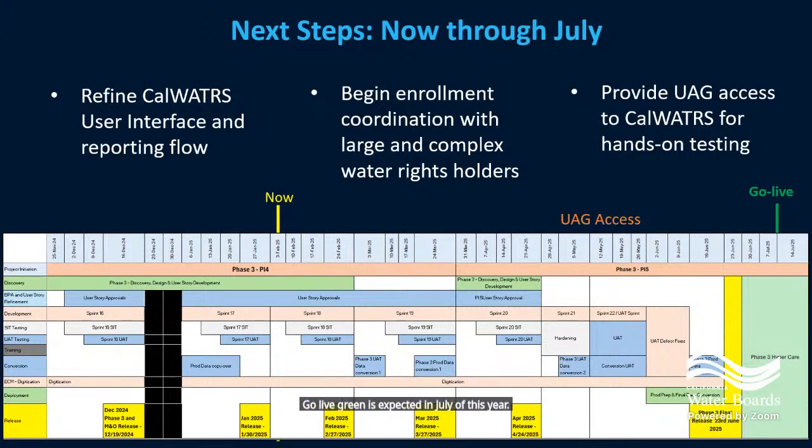Go live just means that the system is available for people to begin enrolling. The water year ends in October, so the actual reporting would not begin until after that. But we want to open it up early to make sure everybody has a chance to get enrolled, get their information in there. Next slide, please.